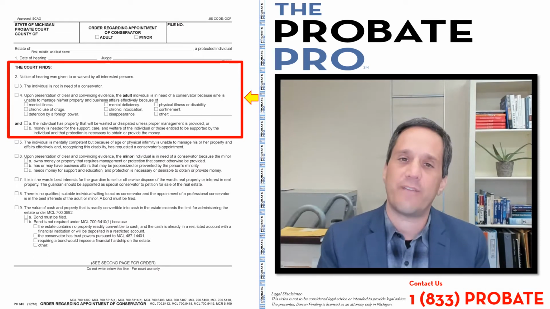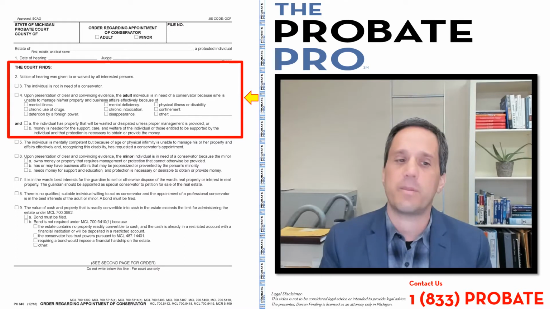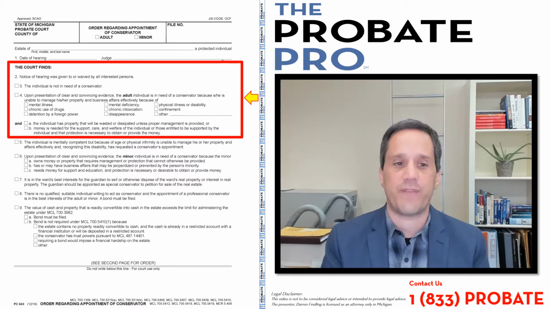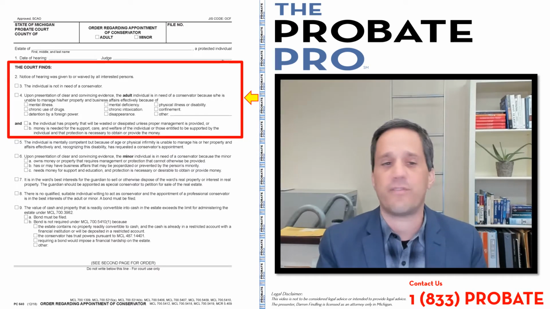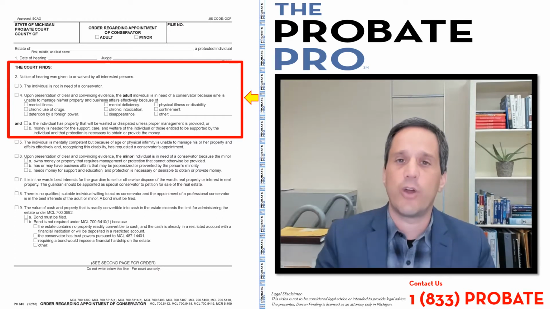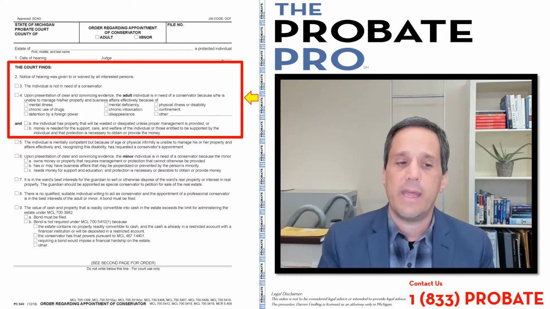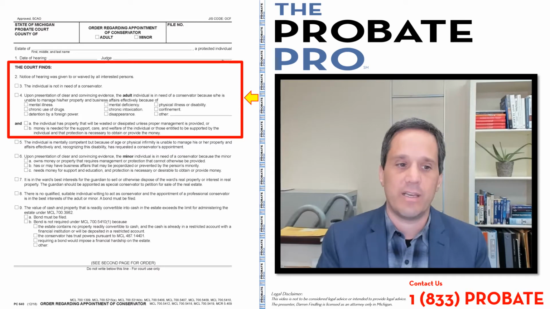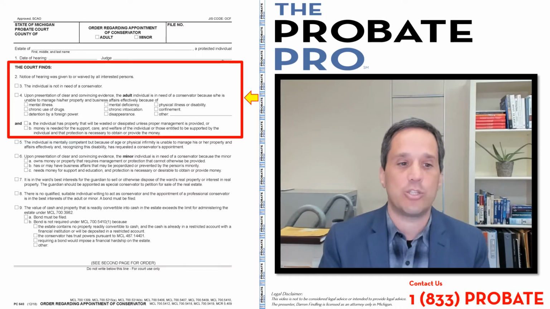Section 4 identifies that by clear and convincing evidence, the adult individual, this is the section for the adults, is in need of a conservator because they're unable to manage his or her property and business affairs effectively because of, and there's a whole bunch of checkboxes. It could be mental illness, physical illness, mental deficiency, disappearance, etc., etc. Those are the relevant bases for the establishment of adult conservatorship in Michigan. And then the second part is the "and" part. Not only are they suffering from mental illness or mental deficiency or physical illness or age, but also the individual has property that will be wasted or dissipated unless proper management is provided.